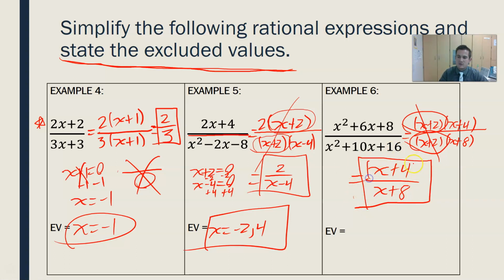Notice on some of these I've been dropping the parentheses as I go. When I'm no longer multiplying by anything else in the top and in the bottom, the parentheses become null and void. I don't need them anymore. So that's my simplified expression.